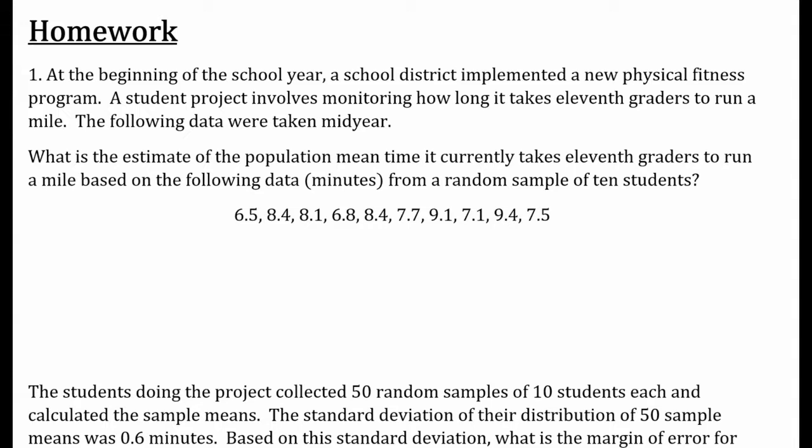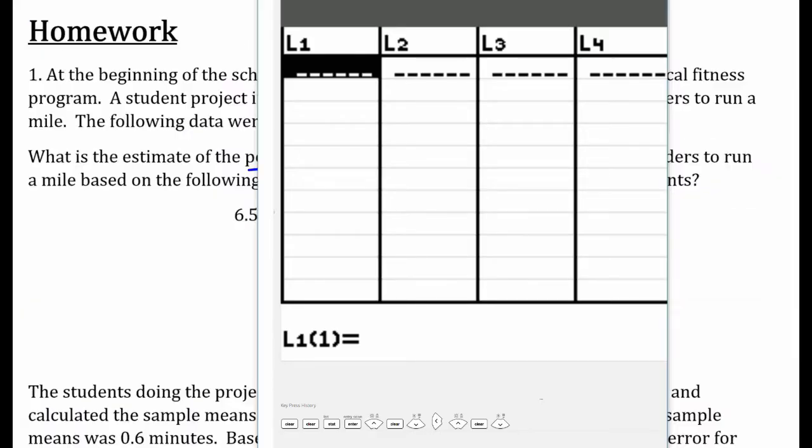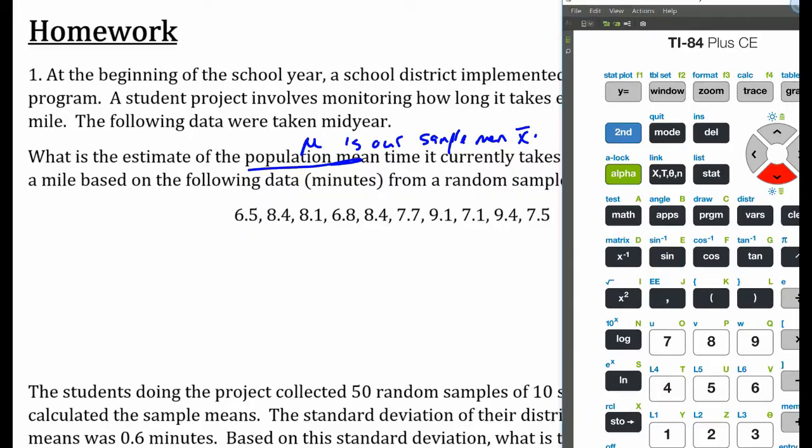So our best guess at the population mean, which we call mu, is our sample mean, which is x bar. So we need to find the sample mean from this data. To find the sample mean, I need to add them all up and divide by, well, I know there's 10 of them, or I could let my calculator do the work. So I'm going to input this data into my list.